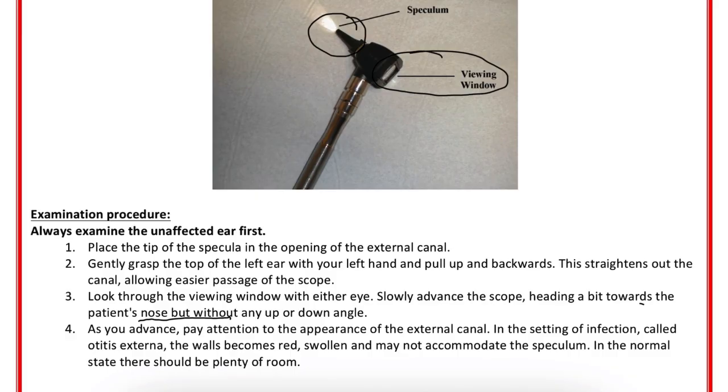Okay, then after that we have to pay some attention to the external canal. In the setting of infection, called otitis externa, if the walls are red and swollen while seeing through the speculum, then we have to suspect some infection inside the ear canal. Okay, so these are the things.